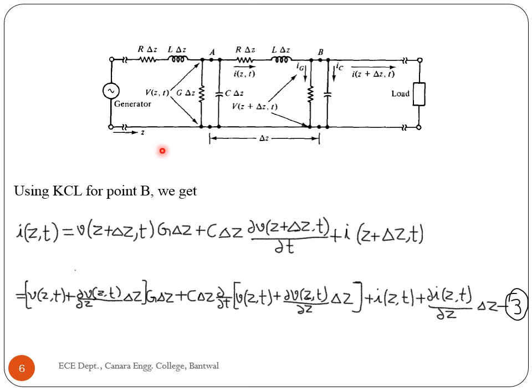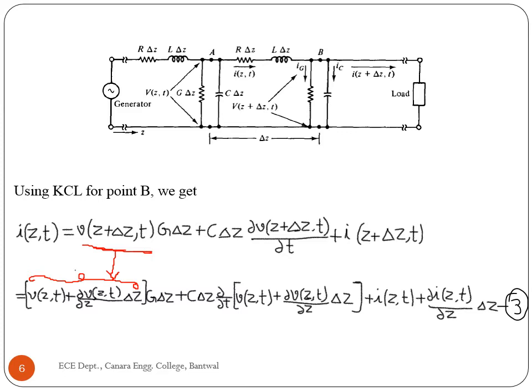Using KCL for point B, we get the current at this point, I of z, t, which is equal to the current through the conductance, that is V of z plus delta z, comma t, times G, plus the capacitor current, and the voltage across the capacitor plus the current in this loop. So V of z plus delta z, comma t can be represented by this equation.